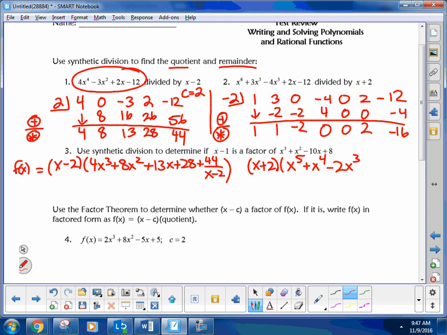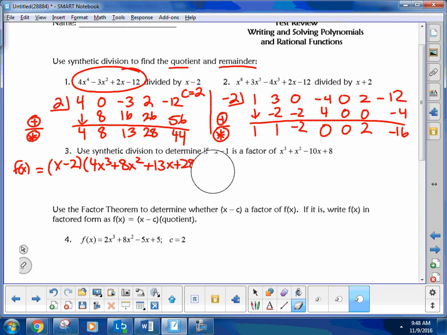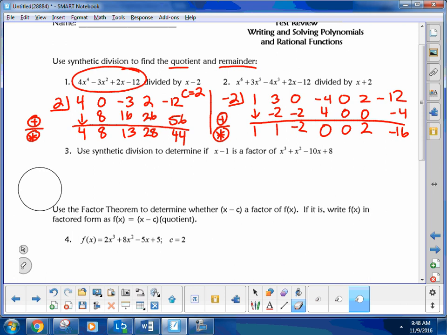0x squared, 0x plus 2 plus negative 16 over x plus 2. And that'll be the solution for that. Okay, great. All right, let's move on to solving for 3. And now I'm going to erase some things here. So I hope you have some of this stuff written down. So let me erase that, and let's move on.